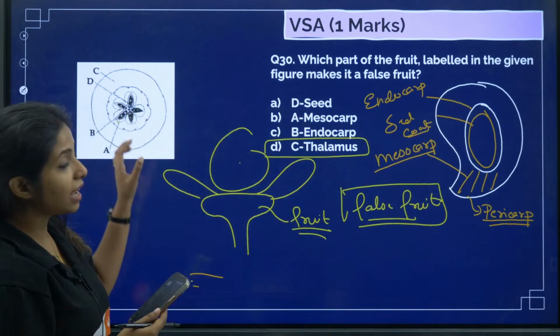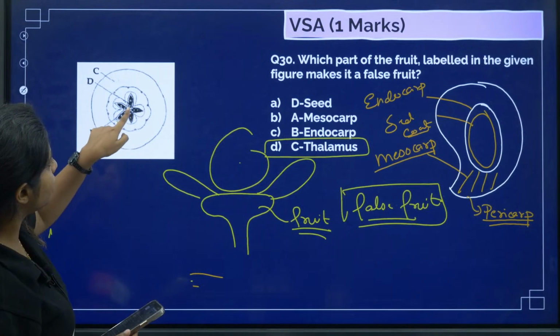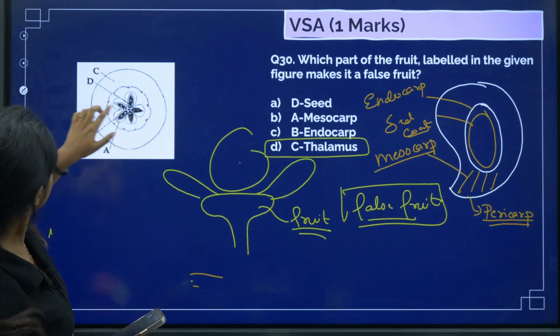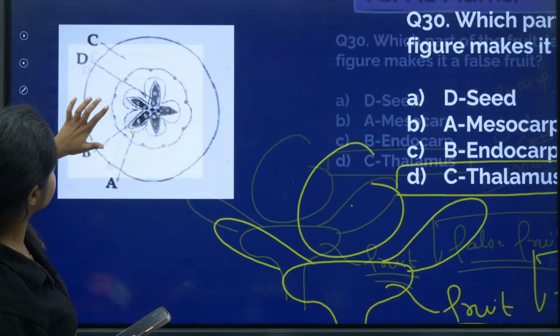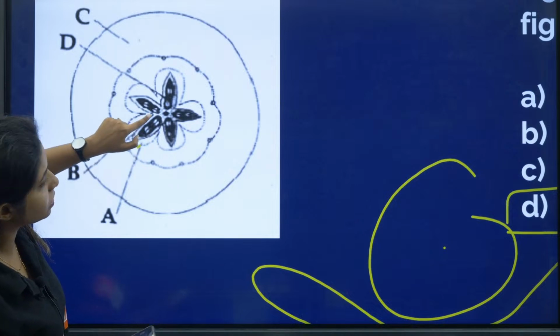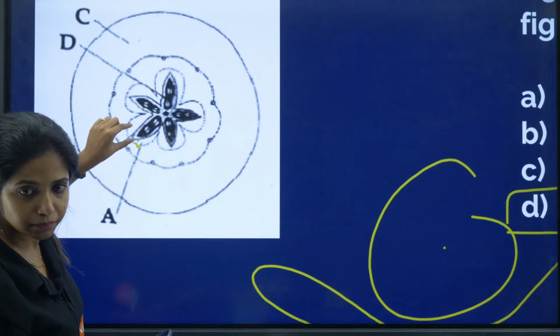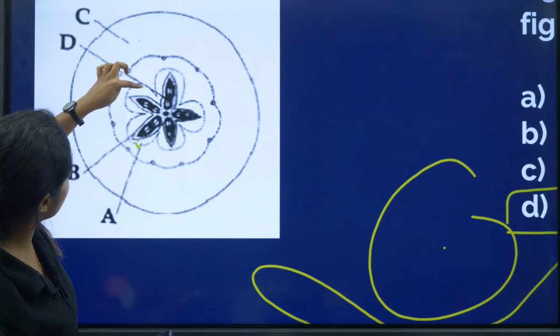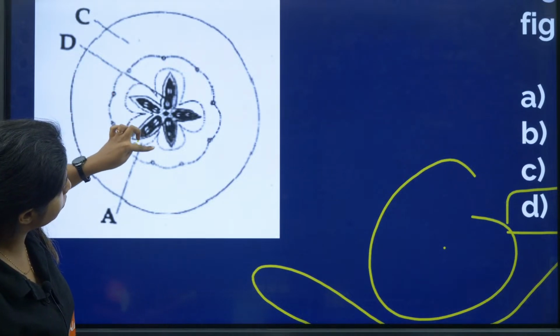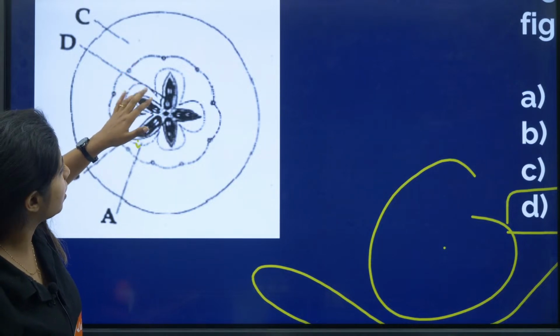So over here, in the case of apple, the apple that you usually eat, my dear children, you have the seed. Just outside the seed, this particular thing that you see will be your endocarp. And then comes your mesocarp. This thing that you see is your mesocarp. Then comes your, not mesocarp, what am I saying?